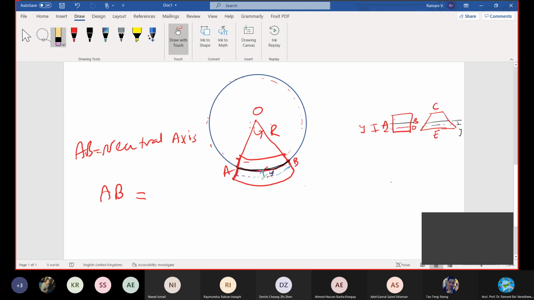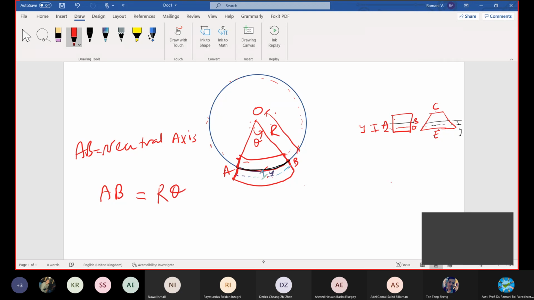Can you give me the value of AB? How much is the value of AB? Arc length by trigonometry: if the radius is r, and the angle is theta, arc length AB will be r theta, isn't it?